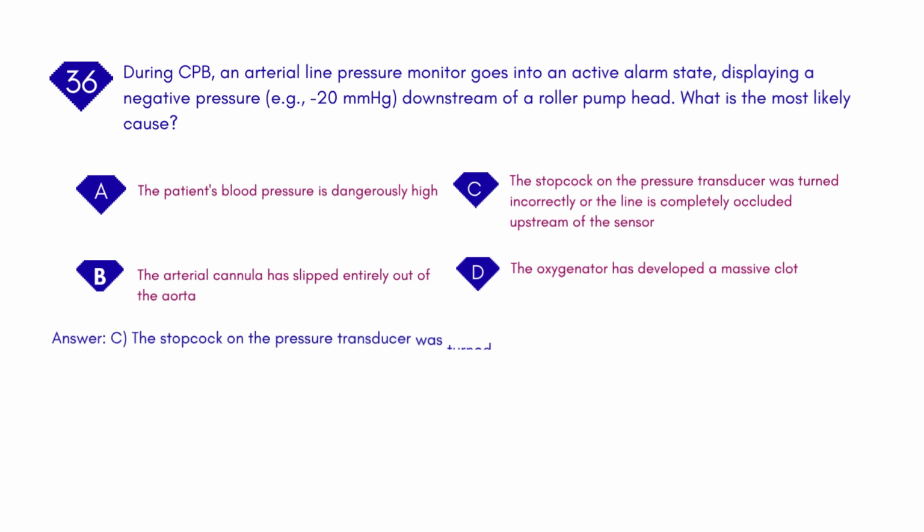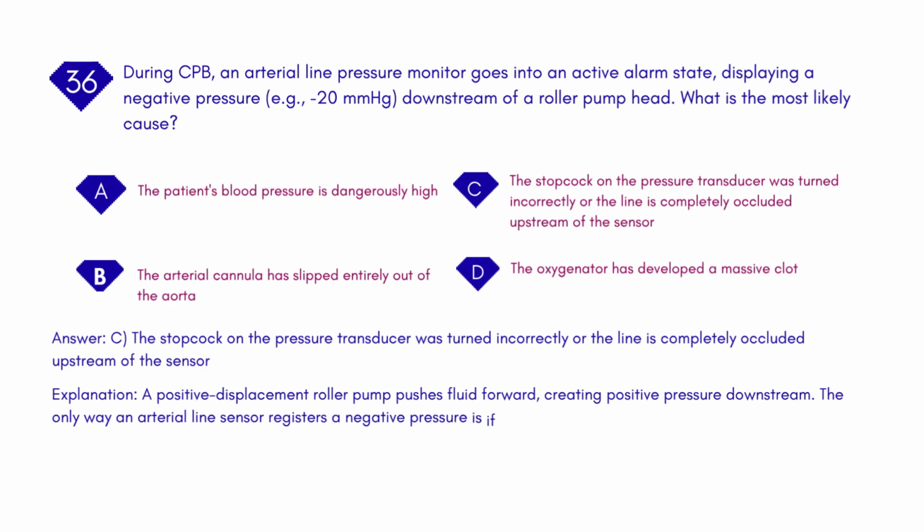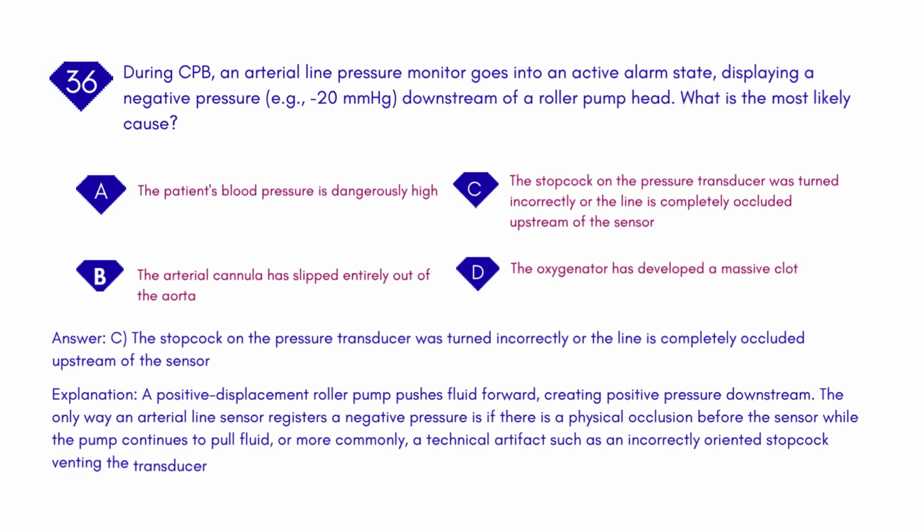Answer: C. The stopcock on the pressure transducer was turned incorrectly or the line is completely occluded upstream of the sensor. Explanation: a positive displacement roller pump pushes fluid forward, creating positive pressure downstream. The only way an arterial line sensor registers a negative pressure is if there is a physical occlusion before the sensor while the pump continues to pull fluid, or more commonly, a technical artifact such as an incorrectly oriented stopcock venting the transducer to an enclosed or closed system during sampling.